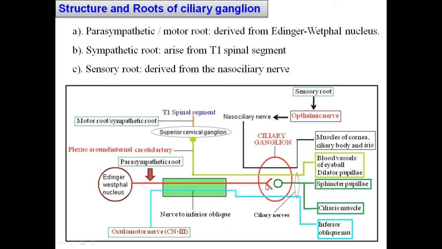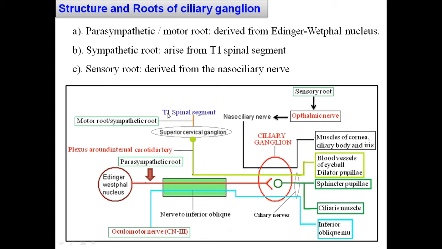You can see here the structure of the ciliary ganglion. The ciliary ganglion receives the parasympathetic root, purely motor in nature, which arises from the Edinger-Westphal nucleus of the oculomotor nerve. The preganglionic fibers carry the motor nerve fibers and synapse in the ciliary ganglion. From the ciliary ganglion, it gives the postganglionic fibers that pierce to the sphincter pupillae and ciliaris muscle in the form of ciliary nerves, short and long.